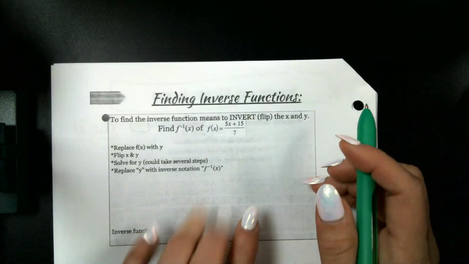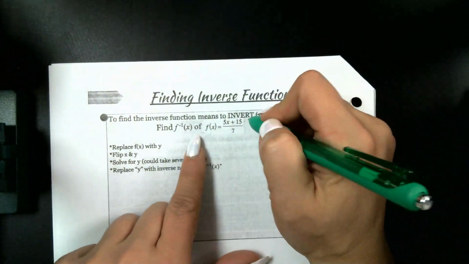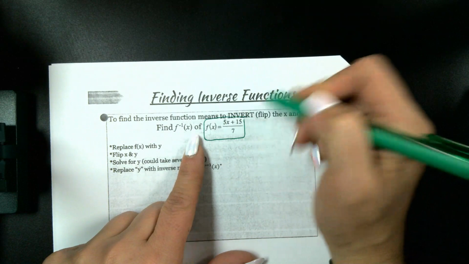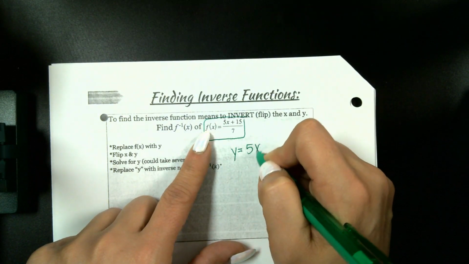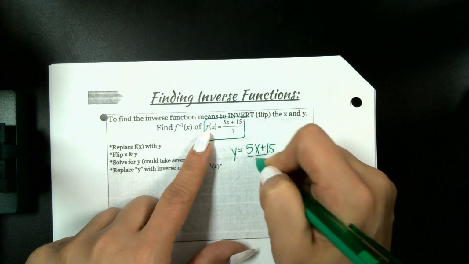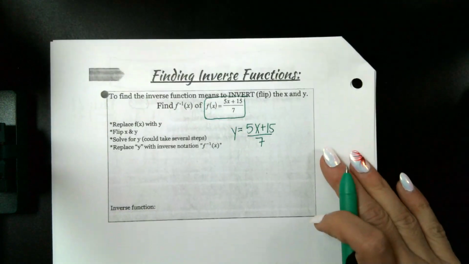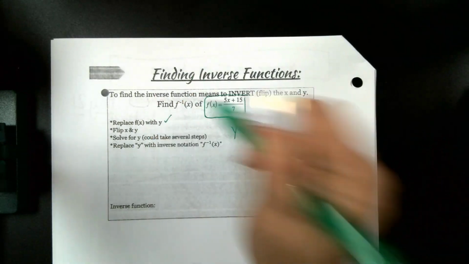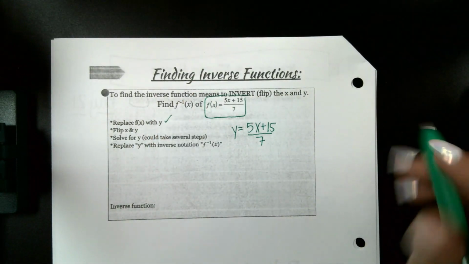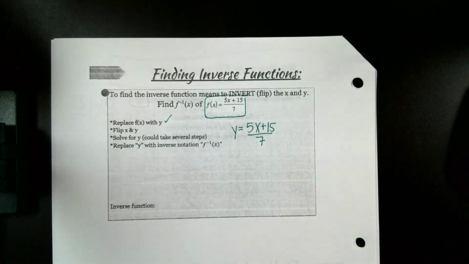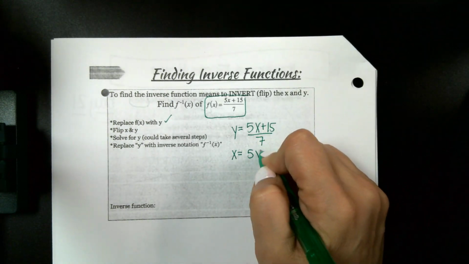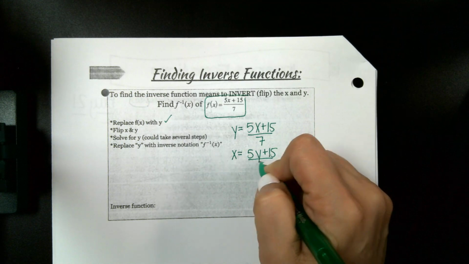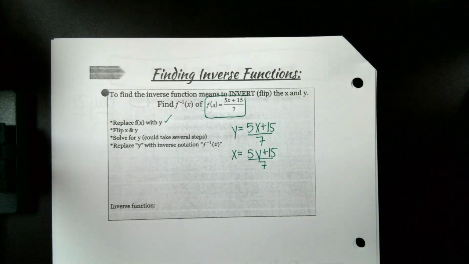Okay, for this example, they've given us the original function. First thing I want you to do is take f of x out and put y in its place. That's step one. Step two, what do I do? Flip x and y. We're going to put the x here, and we're going to put the y over here. But all the numbers stay right where they were. You're not changing any of that.